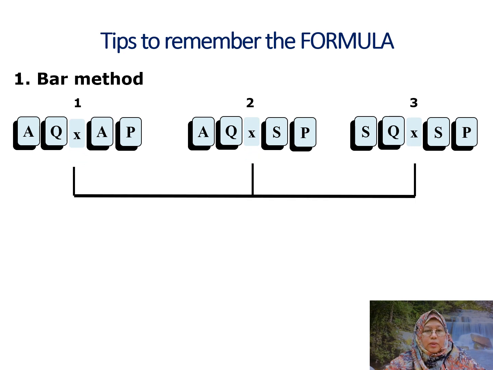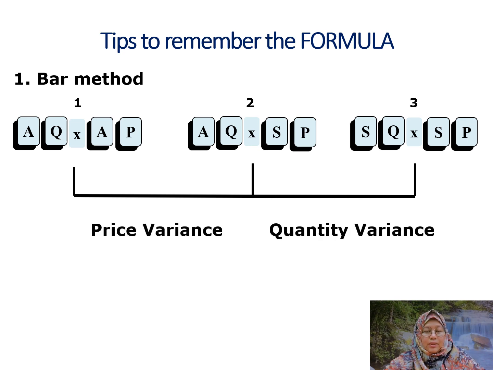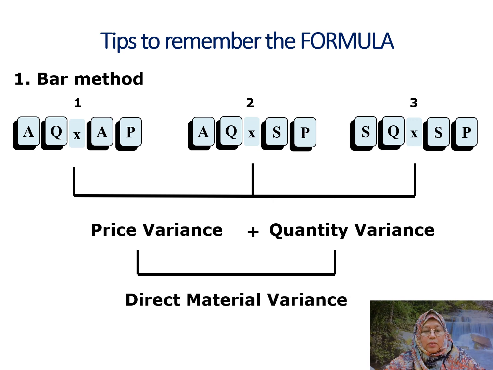So, the first group compared to second group, that is the price variance. And the second group compared to third group is the quantity variance. And then, price variance plus quantity variance equals to direct material variance. Got it?